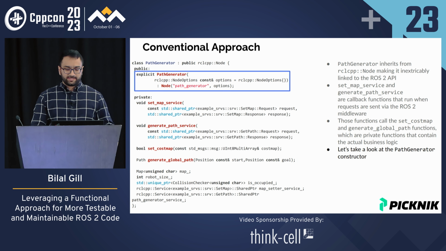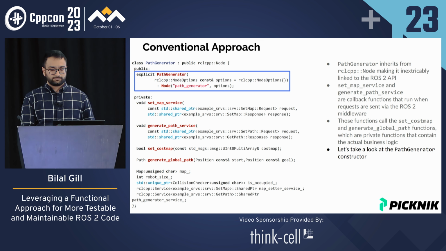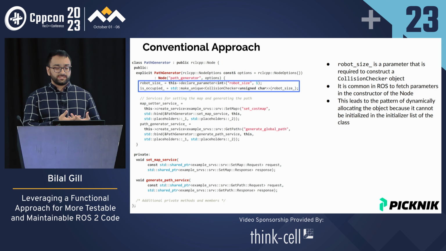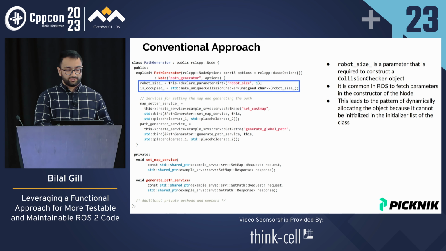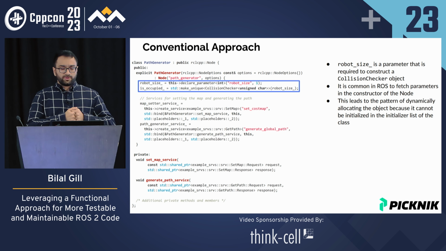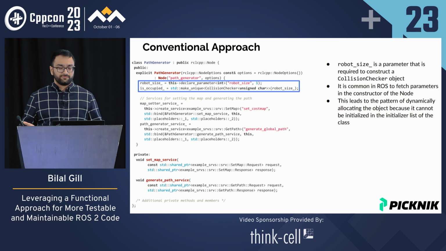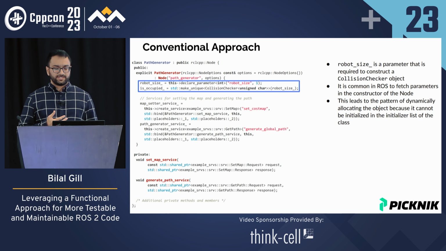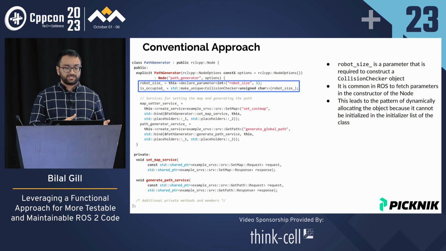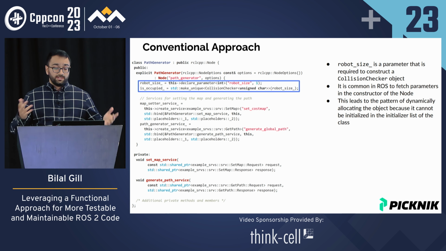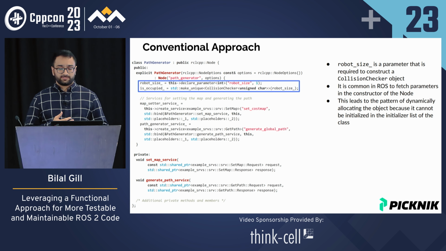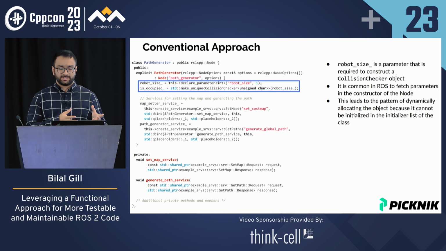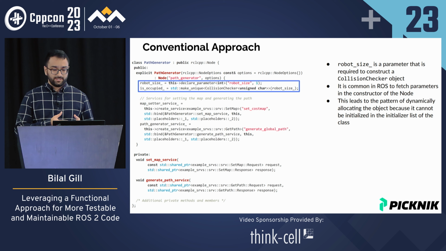So let's take a closer look at the path generator constructor. Robot size is a parameter that is required to construct the collision checker object in our path generator. It's common in ROS to fetch parameters in the constructor of the node, right? But this leads to a pattern of dynamically allocating the object because it can't be initialized in the initializer list of the class. Another option is to not have collision checker be a unique pointer, but instead be a normal object inside of the path generator class.